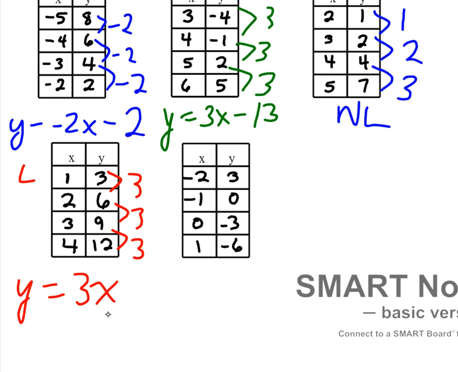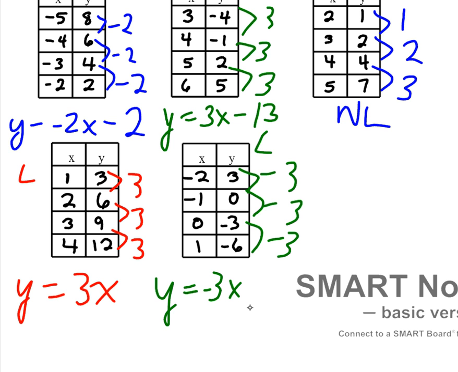All right, last one. Down by 3, down by 3, down by 3. That one is linear. So y equals negative 3x. And then this one was, once again, very nice. Gave us the initial value. And those are our equations.